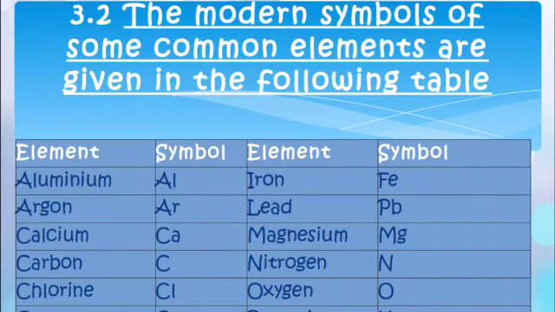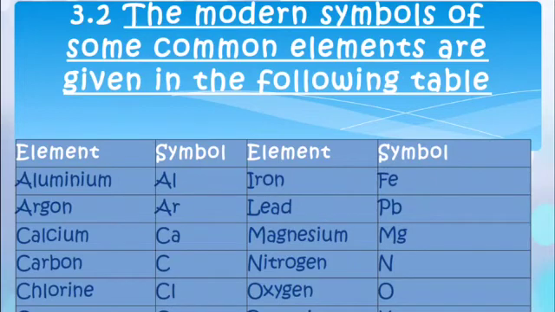Second rule is the necessity of adding another letter arises only in the case of elements whose names start with the same letter. However, the other letter added is not always the second letter. For example, in argon we have taken Ar, in calcium we have taken Ca, in magnesium we have not taken Ma, instead we have taken Mg.